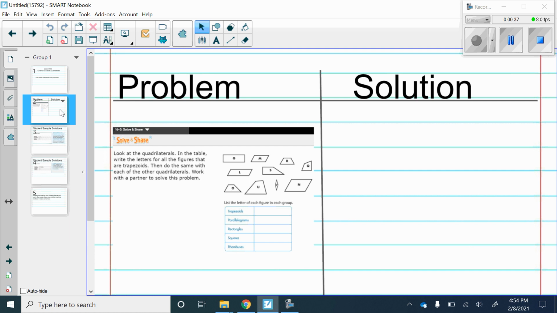Today's solve and share problem reads, look at the quadrilaterals. In the table, write the letters for all the figures that are trapezoids. Then do the same with each of the other quadrilaterals. Work with a partner to solve this problem. Though you may not have a partner, do the best on your own. Go ahead and pause the video to classify each one of these quadrilaterals. When you are finished, press play to continue.